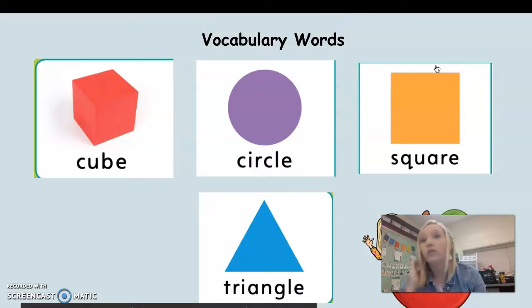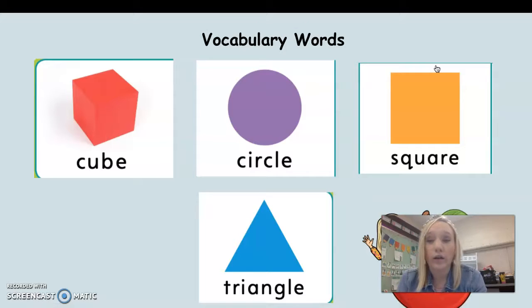So today we are going to focus on some of our vocabulary words. Vocabulary words are words that we need to know in order to understand a story, in order to just know the meaning of words. When we're writing and when we're reading, to help us understand a story better, we have vocabulary words that we learn before we read a story.